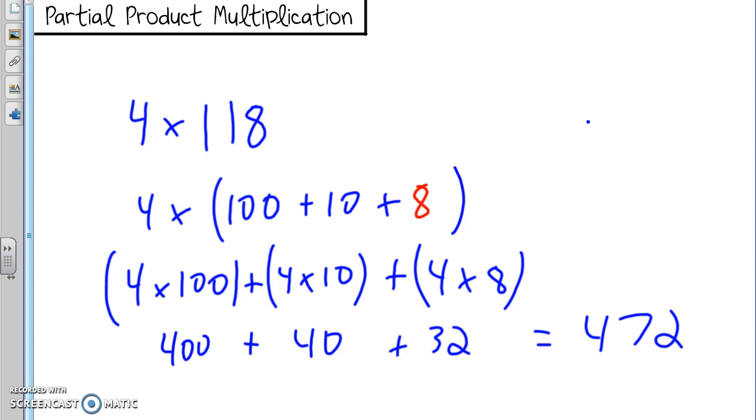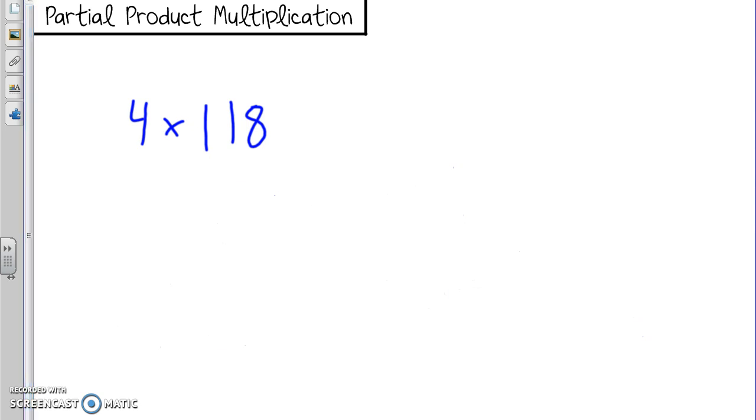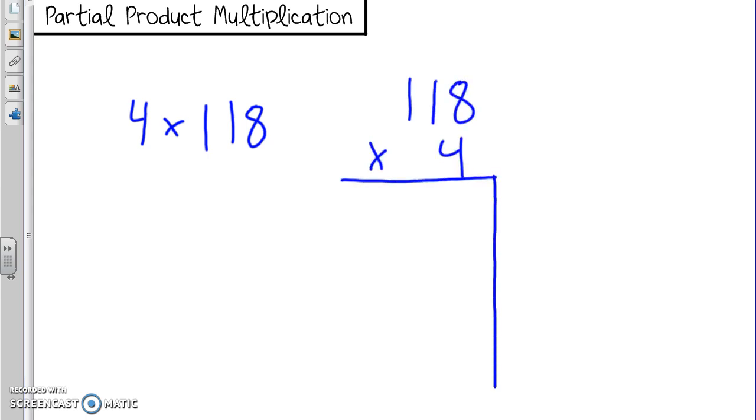So let's look at that same problem set up for partial products. And the way we are going to set this up is the way you should always set up your partial products problems. Okay, for the standard way of setting up a multiplication, you write one on top of another, like that. Then we're going to put a line down the side. That's going to separate our workspace from our answer.